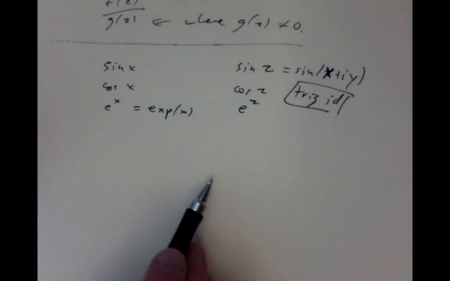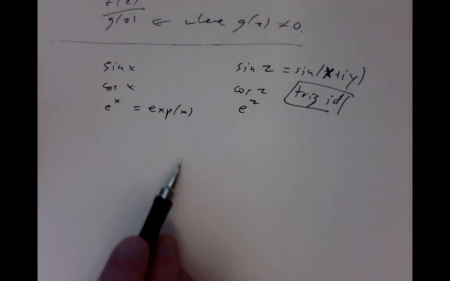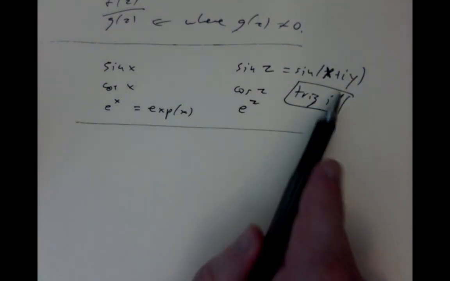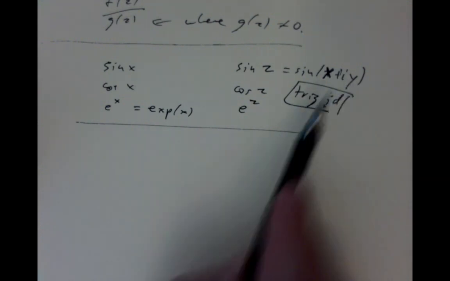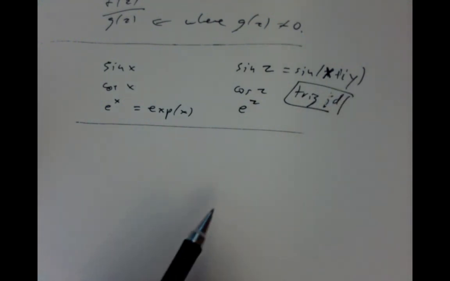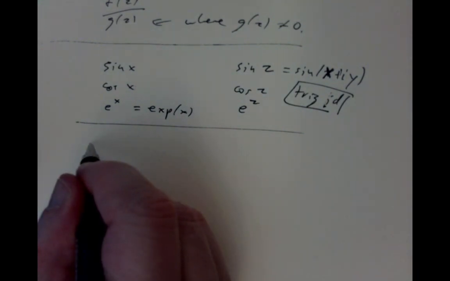We won't go through all the effort. Let's just write down the final answers that you'd get if you went through this kind of step. First, you'd have to do that. Then you have to figure out what is sine of iy and cosine of iy. That would require you to do a bit more work, which we won't do. We'll simply write down the answers.